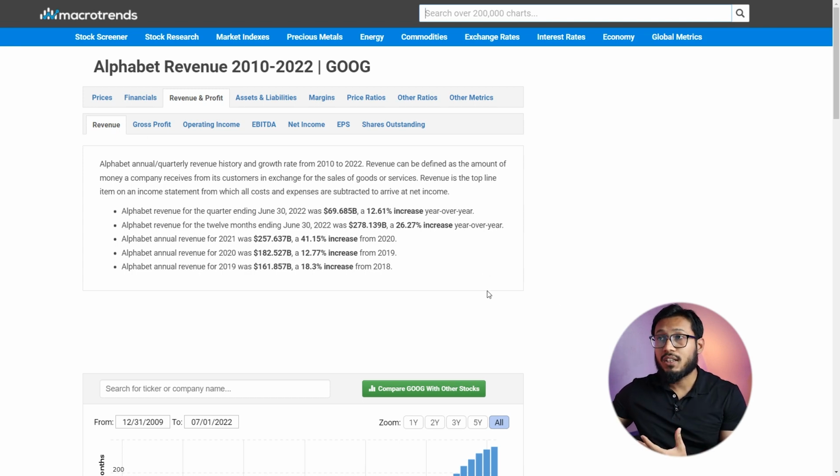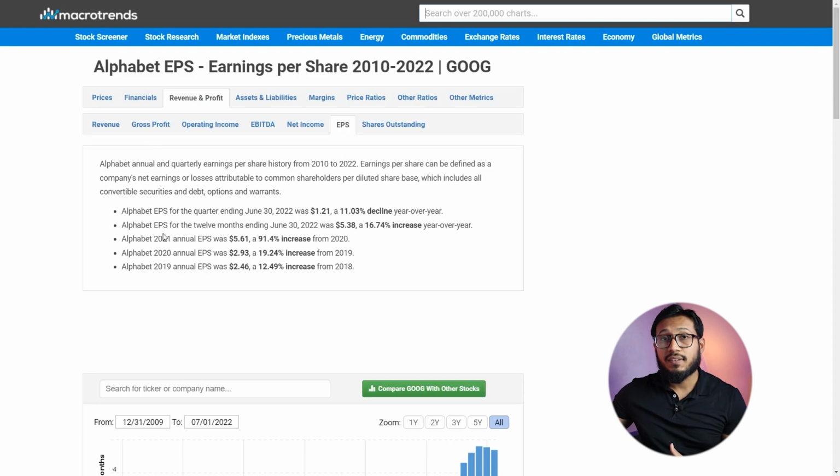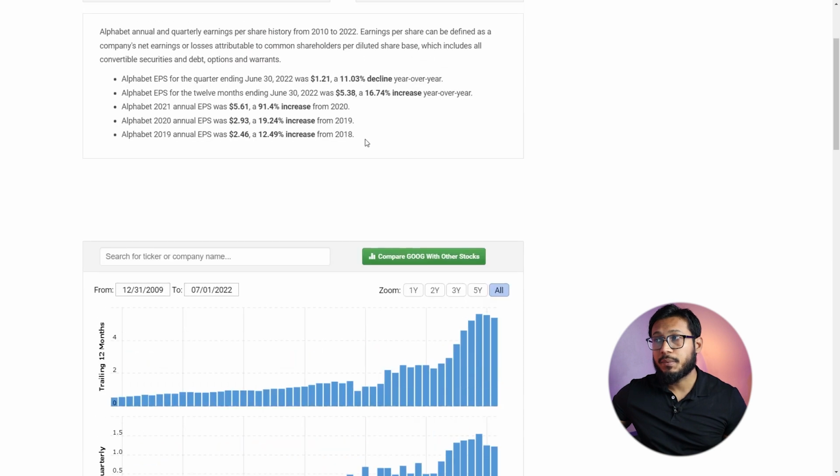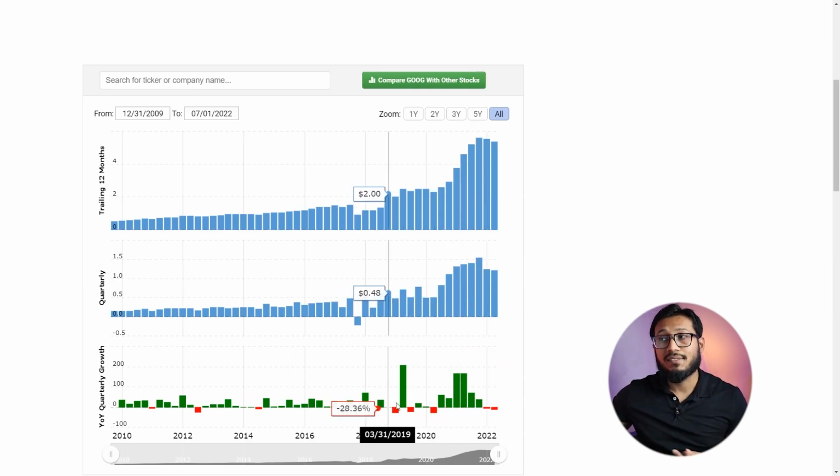Next, we'll go into the profit revenue and see the revenue that it is generating at the moment. So we can see the quarterly growth for Google is growing steadily, and just 2 quarters are showing negative growth. Apart from that, everything is in green. Next, we will have a look at the EPS. So the quarter ending in June 30th, 2022, it was 1.21, which is an 11.03% decline year over year. However, in the last 12 months, it has been 5.38, which is an increase of 16.76%.